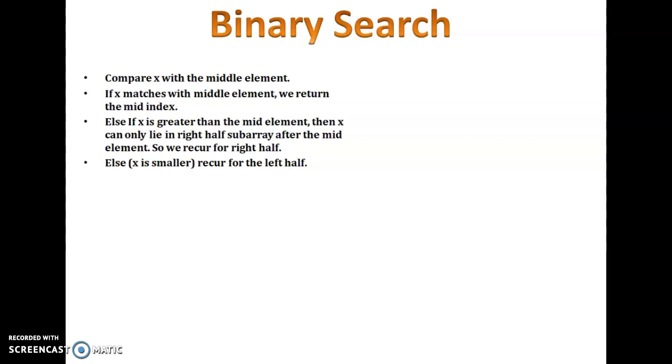The conditions that you are going to take: if X matches with the middle element, we return the middle index. It says that if the key element is matching the middle element, then the searching is successful and we have found the element from the list. Else if X is greater than the mid element, then X can only lie in the right half subarray after the mid element. So you are going to search on the right half of that sorted array.